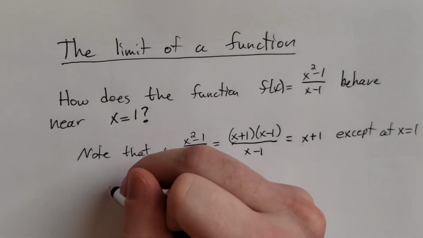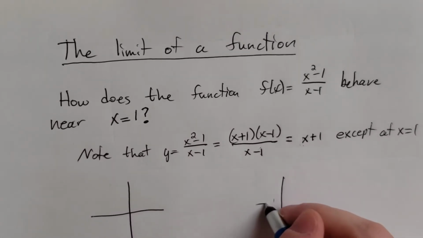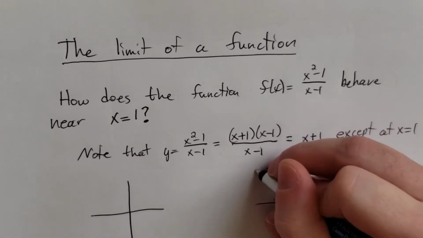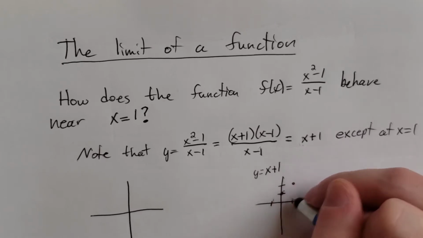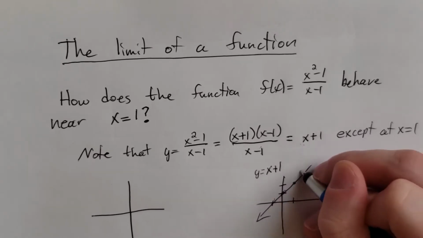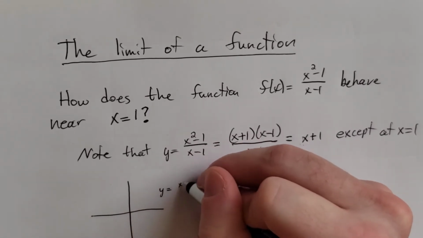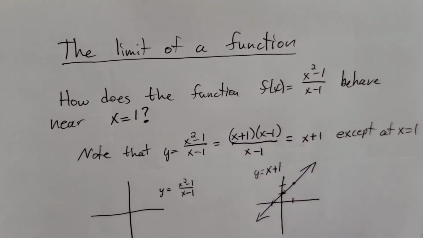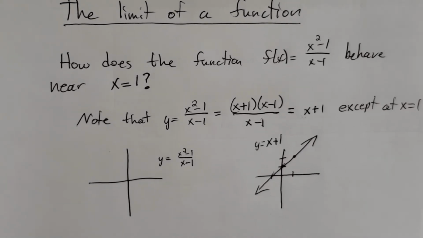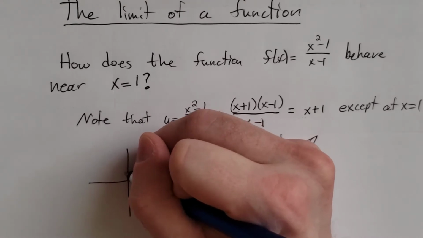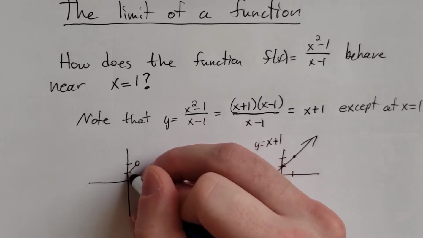Well, let's draw those two graphs then. Let's draw the graphs of those two functions. y equal to x plus 1 is easy to draw. That is here. And what about y is equal to x squared minus 1 over x minus 1? Well, as we've seen up here, these are the same functions except for at x equals 1. There is a hole in the graph there, but otherwise it is the same linear equation.